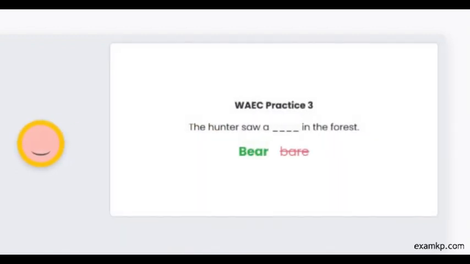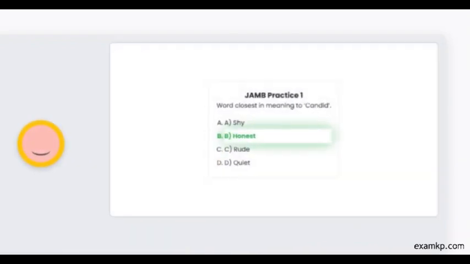Question 3. The hunter saw a bear in the forest. A. Bear. B. Bear. Obviously, it's an animal. Correct answer: B. Bear. Now, let's practice with some JAMB questions.